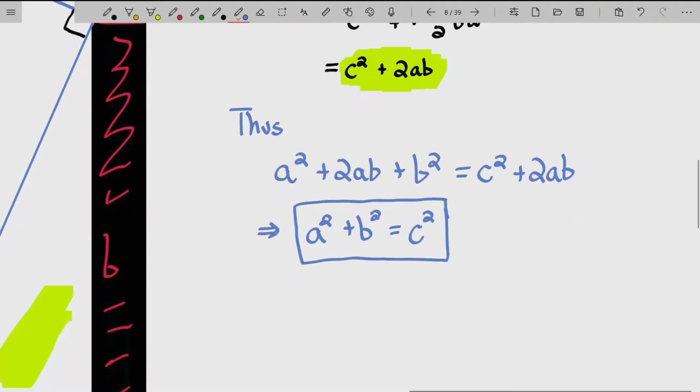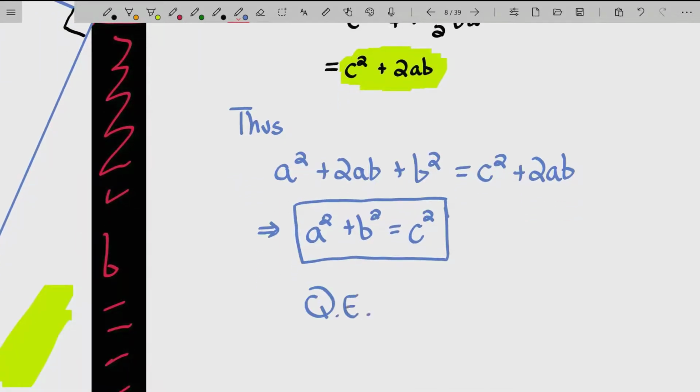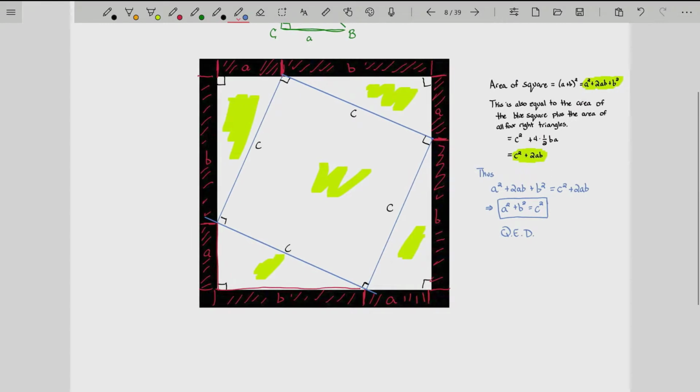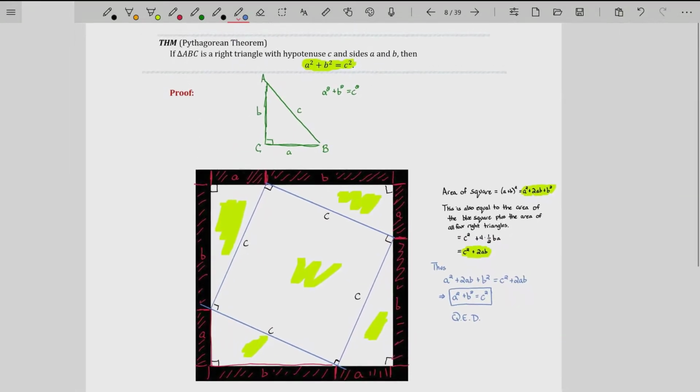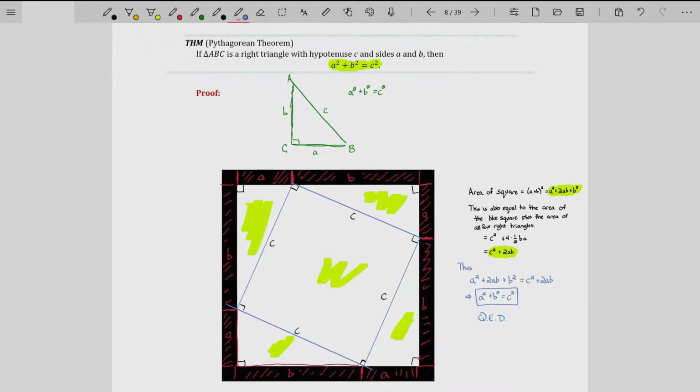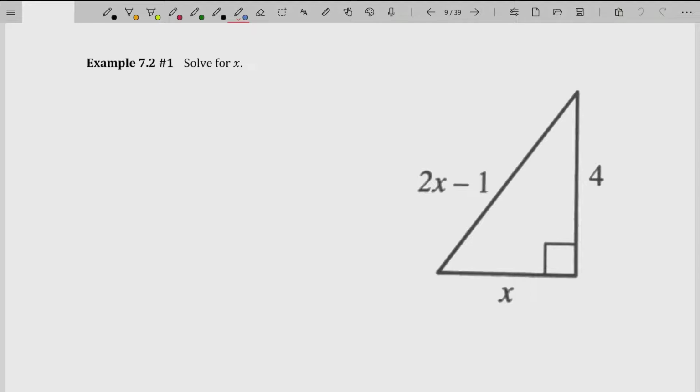That is the proof of the Pythagorean theorem. Quod erat demonstrandum. So it has been demonstrated. That is a very common proof of the Pythagorean theorem, I think. If it's not common, it should be, because it's a really nice proof. So let's go ahead and use it. The Pythagorean theorem, that is, not the proof.